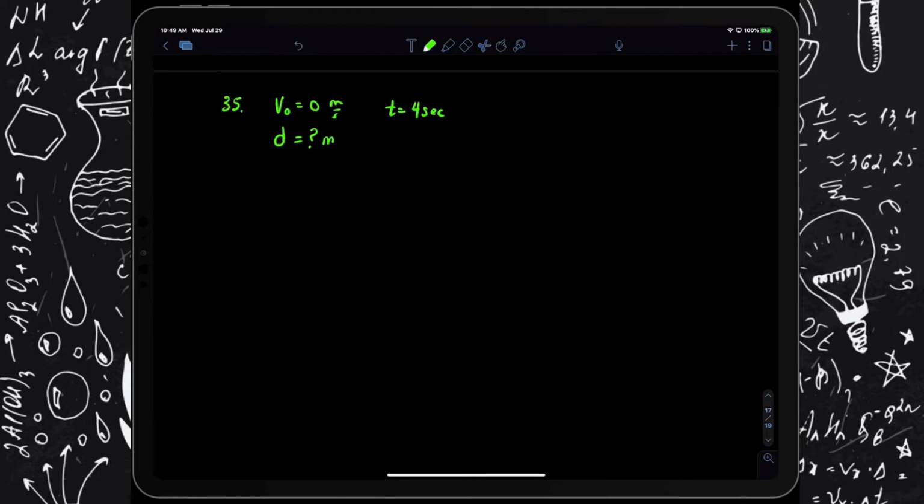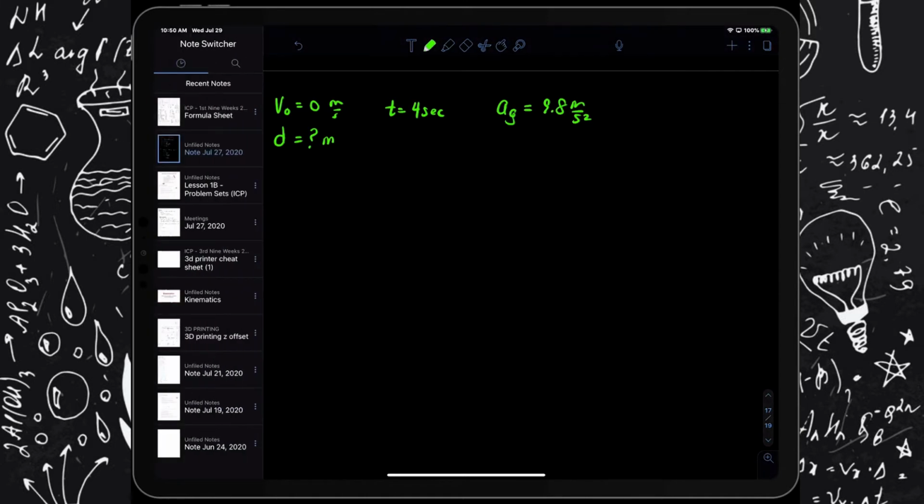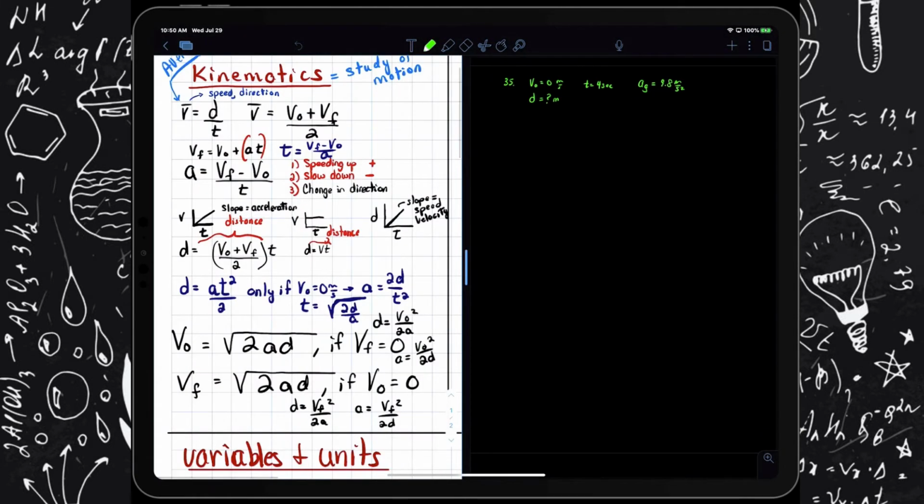We do have one other piece of information that I can put up here. That's the acceleration due to gravity. All right. Now, for this one, I'm going to help you out just a little bit. We find the variables VO, T, A, and D from my formula sheet. You grab your formula sheet, you look through the list, which one of our formulas has all 4 of those letters?